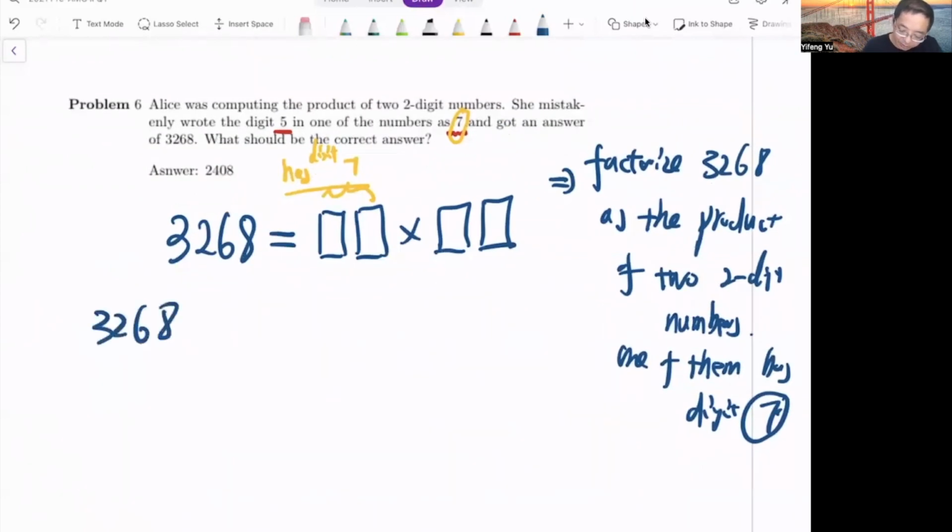Okay, let's do the factorization. 3268. Let's use the division. Obviously, this is an even number, right?